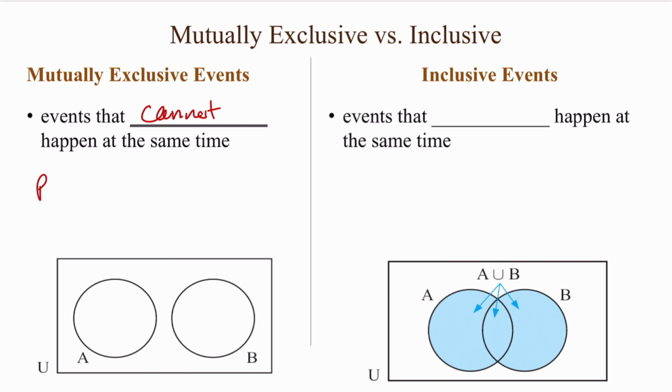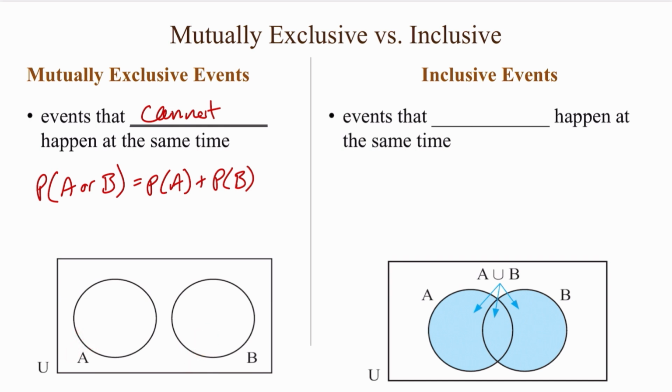So when we write this with our notation, we're saying the probability of A or B, and that's the probability of A plus the probability of B. So if you wanted to say, what's the probability that the student is a senior or a sophomore? Well, you would have the probability that they are a sophomore and then the probability they are a senior, and you just add them individually. You don't have to worry about any kind of overlap.